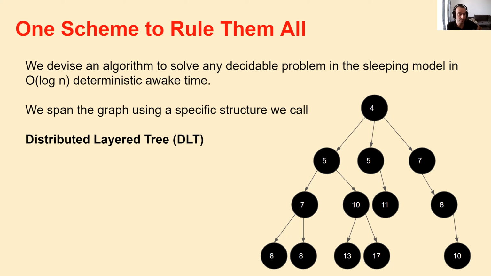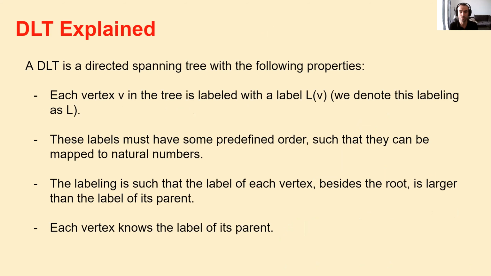The construction of the DLT itself requires omega(log n) deterministic awake time in the sleeping model, and therefore any decidable problem. If we take any decidable problem, it has the lower bound of omega(log n). Thus, the class itself has that completeness, and this is the main result, the core result of our paper. We will see now what a DLT is first.